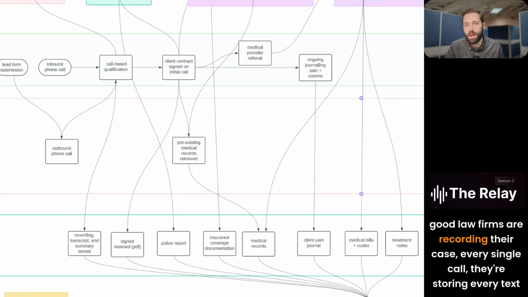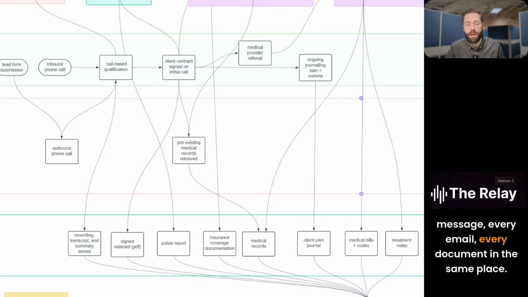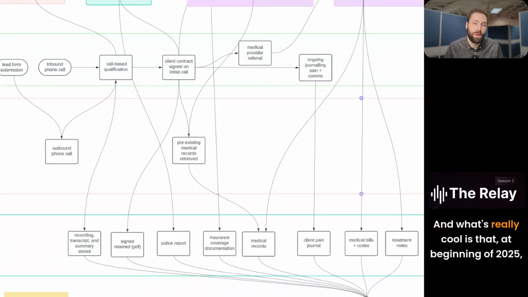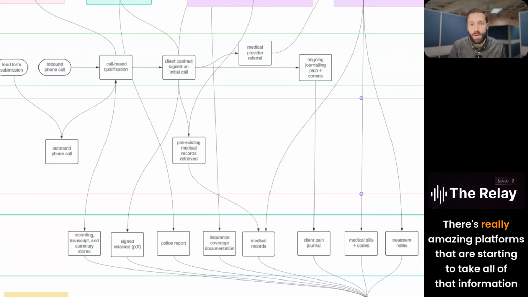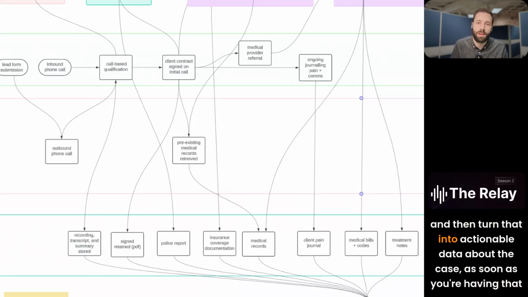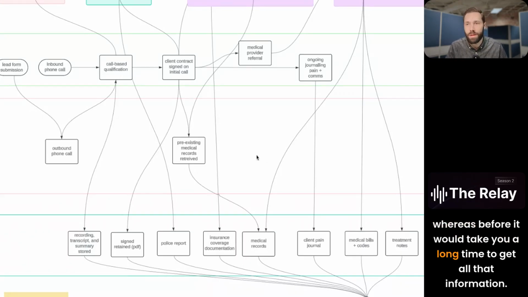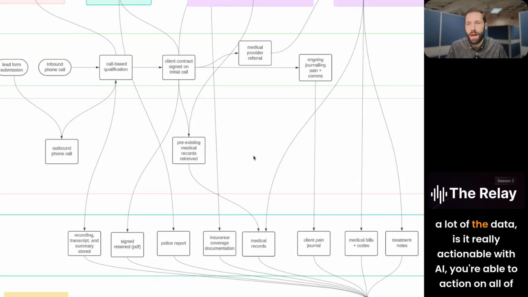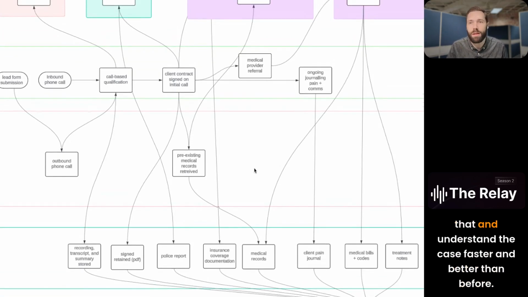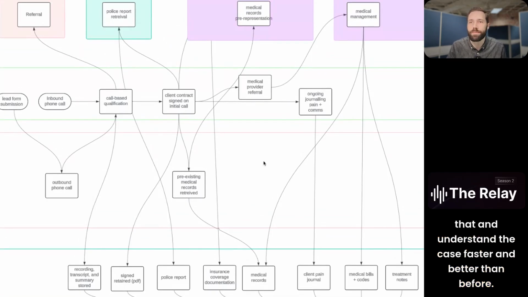Good law firms are recording every single call on their cases. They're storing every text message, every email, and every document in the same place. And what's really cool is that at the beginning of 2025, there are some really amazing platforms starting to take all of that information and turn it into actionable data about the case as soon as you're having that first conversation. That's really the best practice now. Whereas before it would take a long time to get all that information, and a lot of the data wasn't really actionable. With AI, you're able to act on all of that and understand the case faster and better than before.